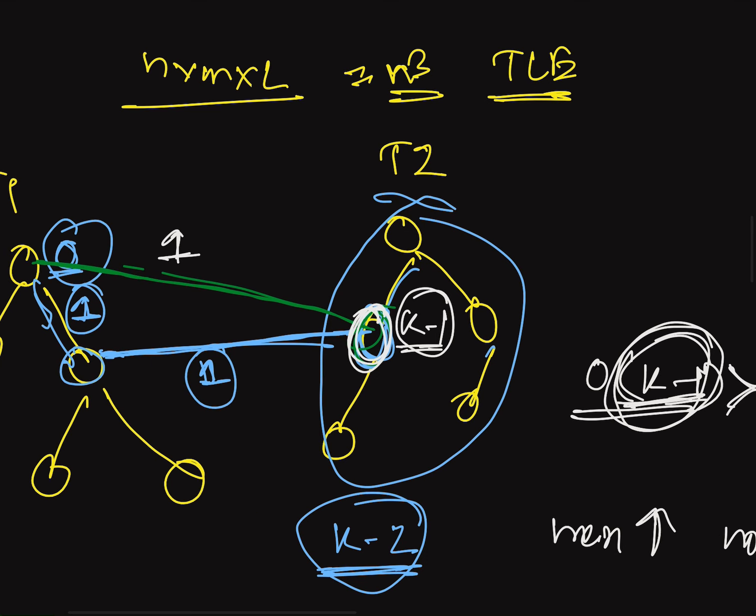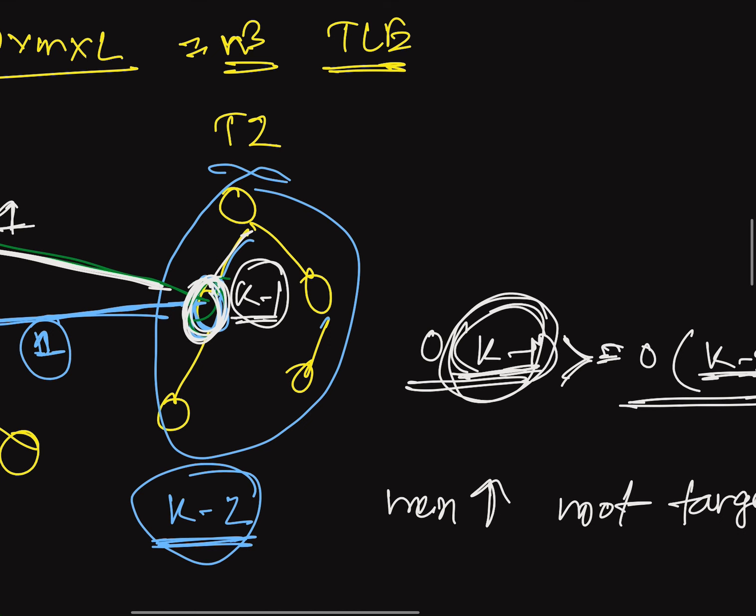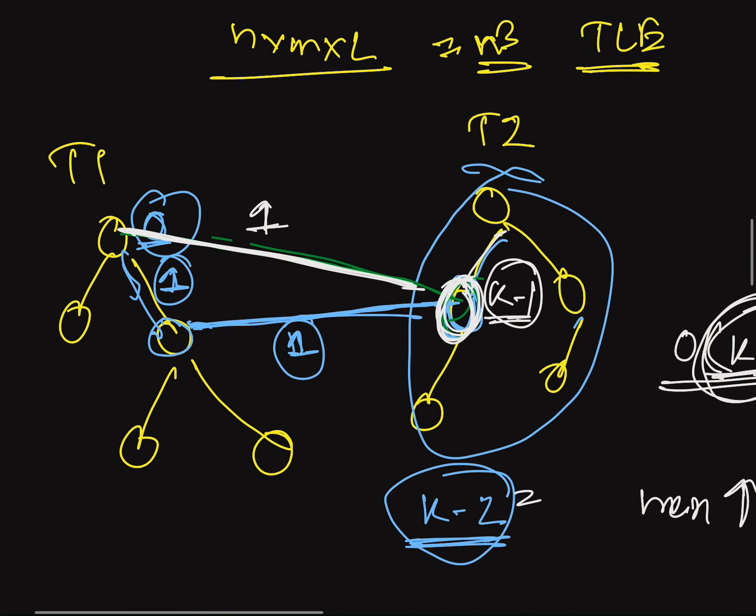We will try to add this new edge at a distance k at the optimal node. Optimal node means what? That node actually has, in tree 2, the maximum number of nodes that are at distance k minus 1. Suppose here, for this node, how many nodes are there at distance k minus 2?